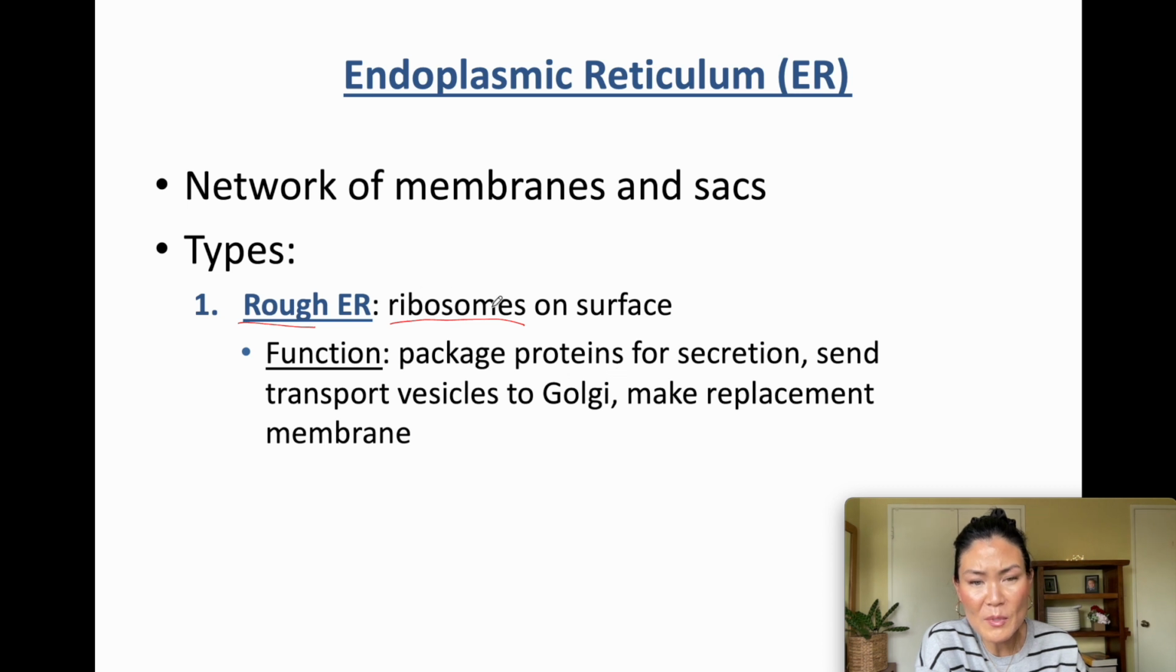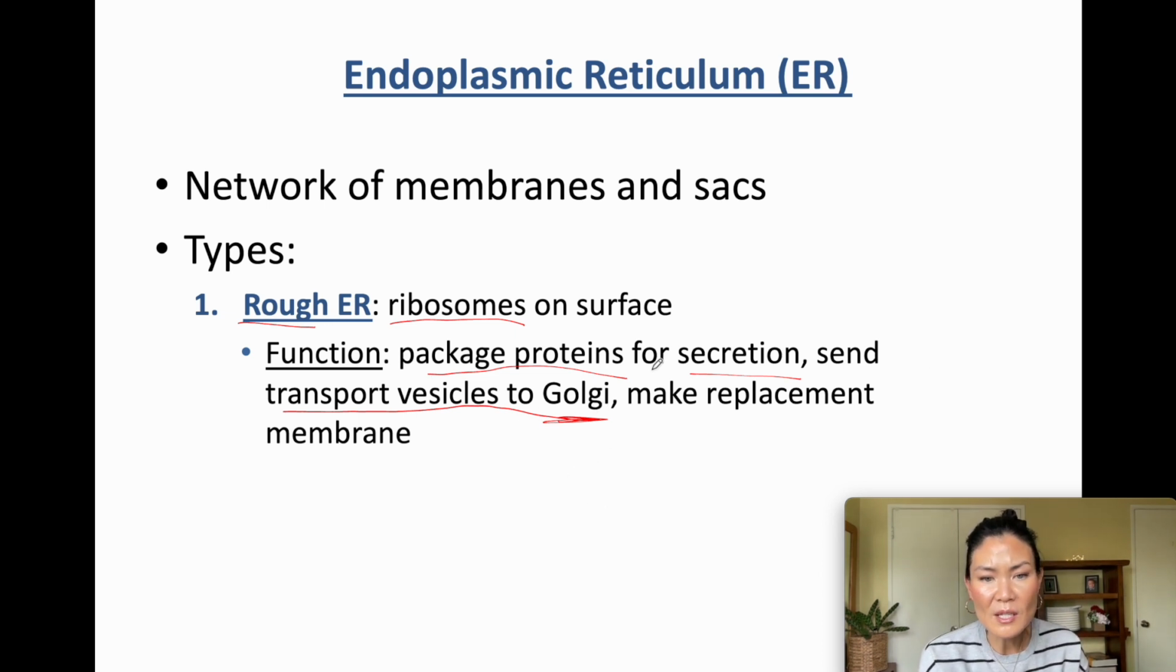package proteins. The ribosomes are attached to it, so it's going to package the proteins for secretion. Secretion means it's going to release it from the cell. And it's going to transport the protein to the Golgi. The protein made on the rough ER gets shipped to the Golgi in a little vesicle.